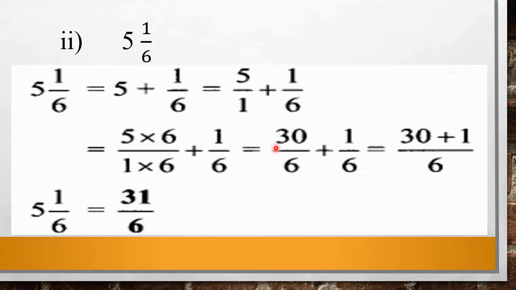Now you will get 5 6s are 30 upon 6 plus 1 by 6. Now you can see here denominator is same, so we can simply add numerator over a common denominator. So 30 plus 1 upon 6, you will get 31 by 6. So 5 and 1 by 6 is equal to 31 by 6.